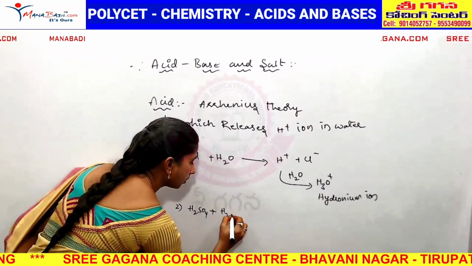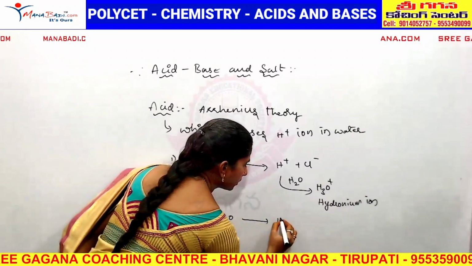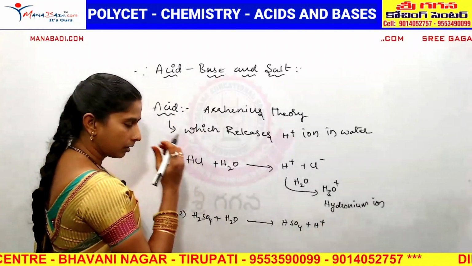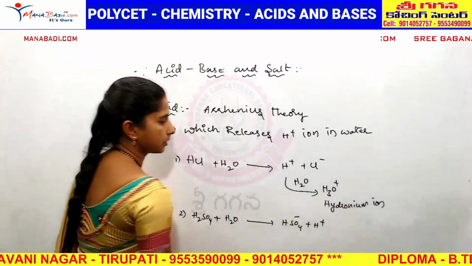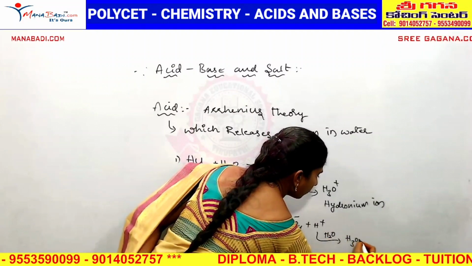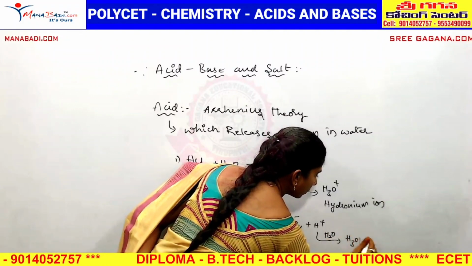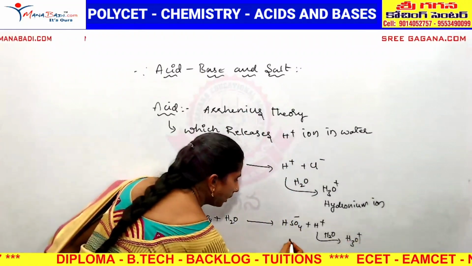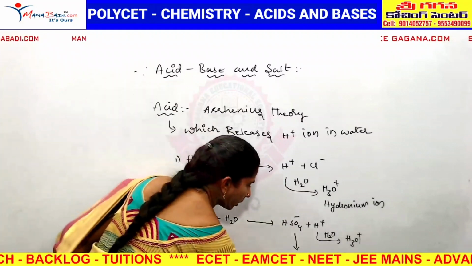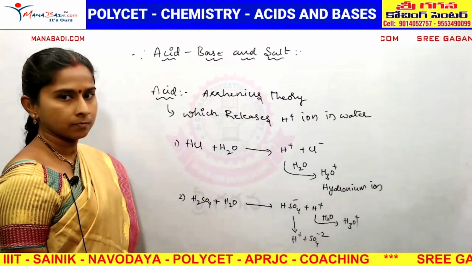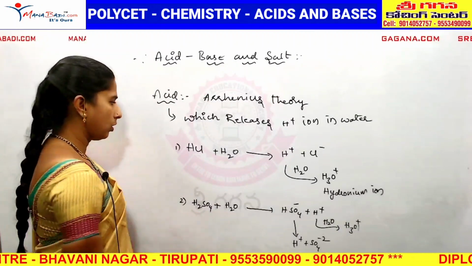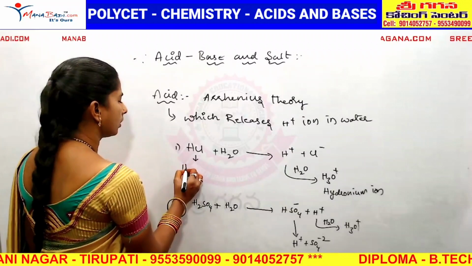H2SO4 in water forms HSO4 minus plus H plus. This H plus again reacts with water and forms H3O plus. Again, this HSO4 minus is able to release one more H plus ion. So this is H2SO4.